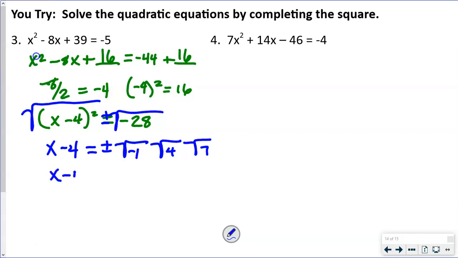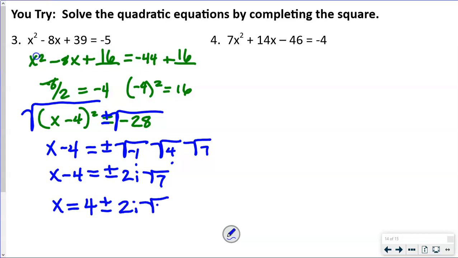This is x minus 4 equals plus or minus. This is 2. That's i. So 2i square root of 7. So now we're actually going to add our 4 to both sides. So x is equal to 4 plus or minus 2i square root of 7, which is the way you will see your answers again, often written.